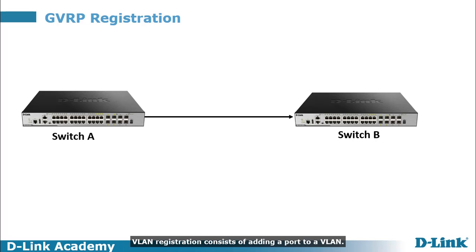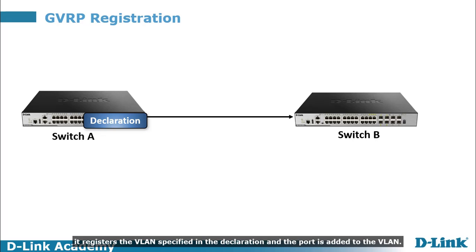VLAN registration consists of adding a port to a VLAN. When a port receives a VLAN attribute declaration, it registers the VLAN specified in the declaration and the port is added to the VLAN. A port registers a VLAN only when it receives a join in or join empty message.